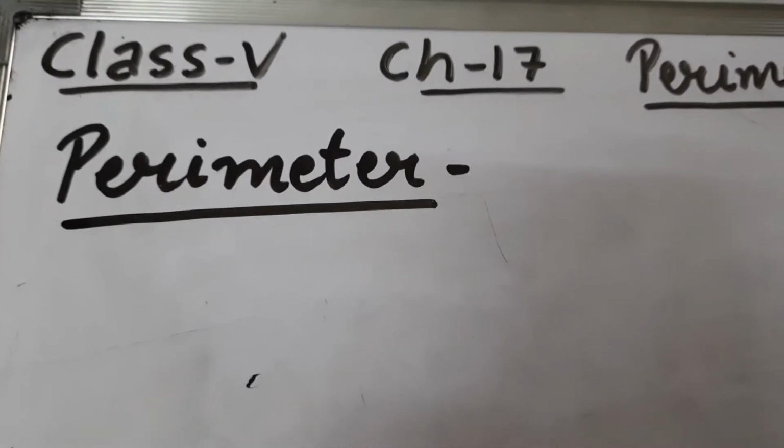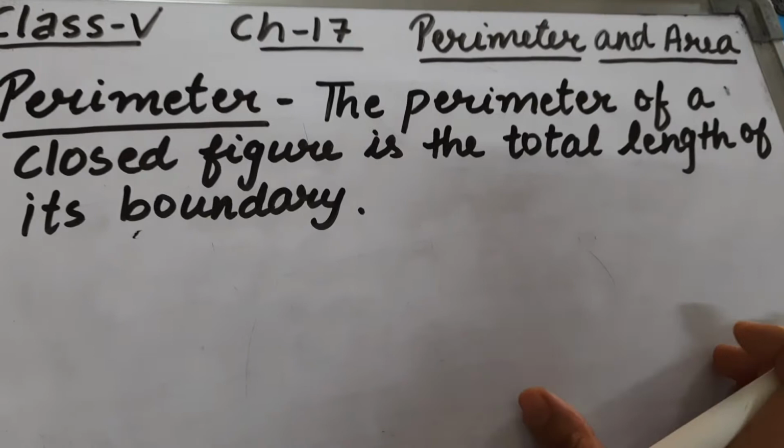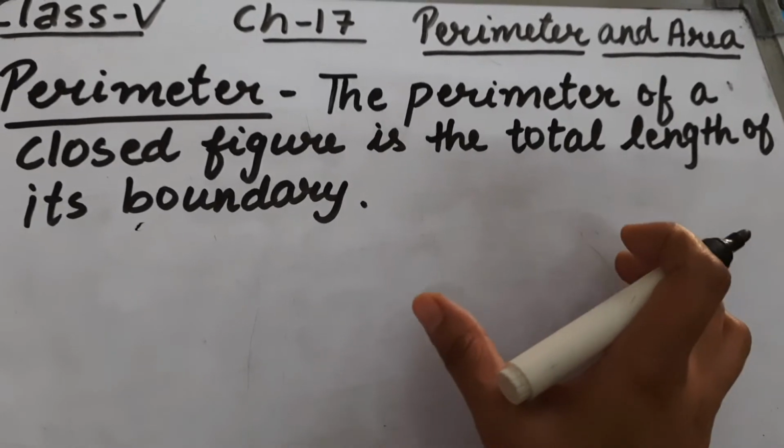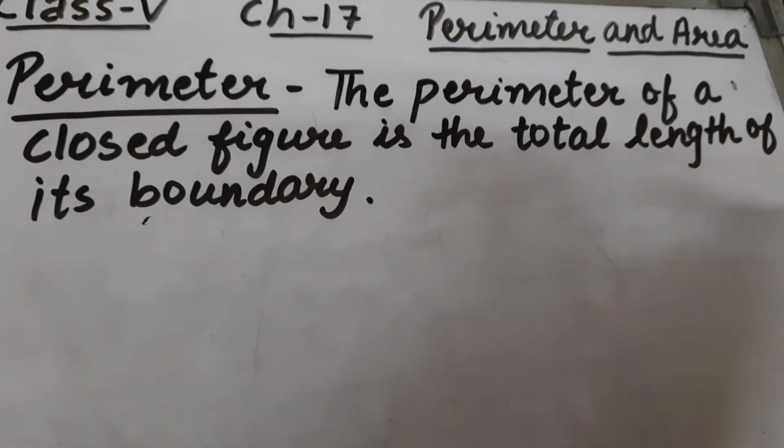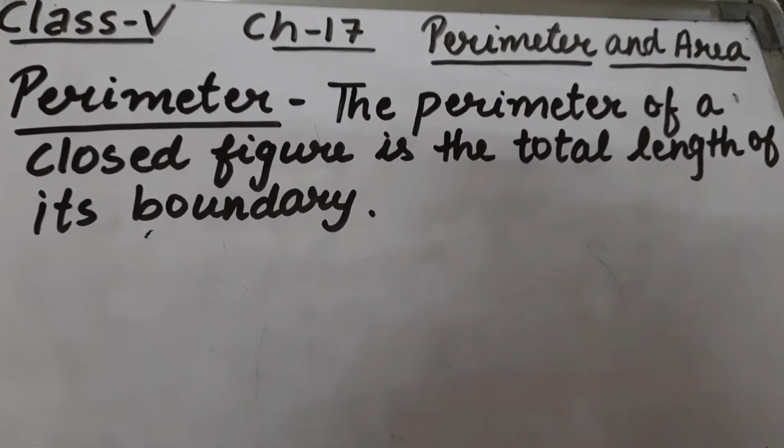What is perimeter? The perimeter of a closed figure is the total length of its boundary. Okay, perimeter is the total length of its boundary. I explain you with an example.